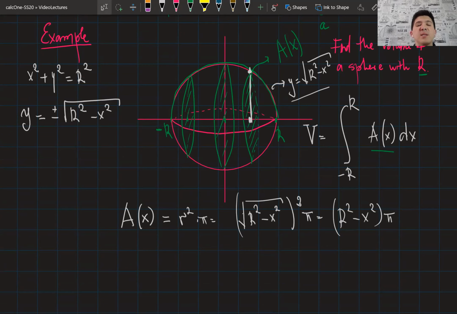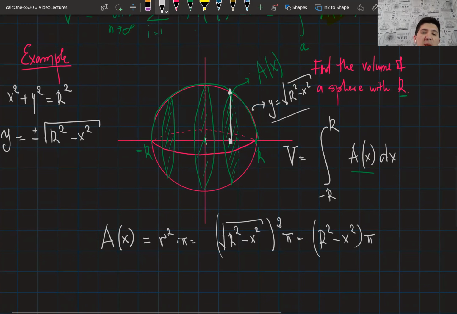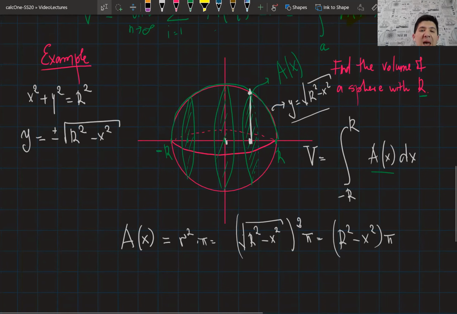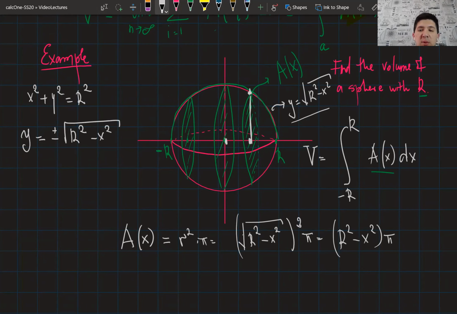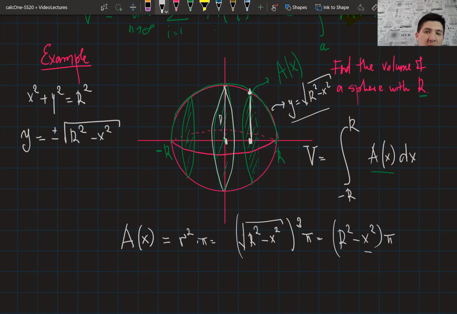So whenever you make a slice, if you know your position, if you know where you made the slice, for example, at this point 0, x is equal to 0, and if you substitute 0 here, it's going to be r squared multiplied by pi. Indeed, the area of this slice is equal to the radius of the sphere, which is r, squared, multiplied by pi, right? So depending on which location we make the slice, we can find the area.